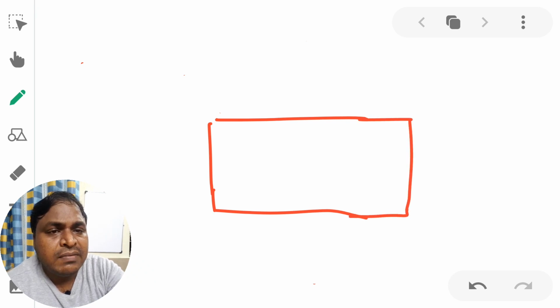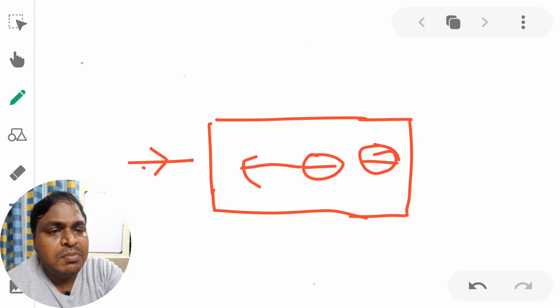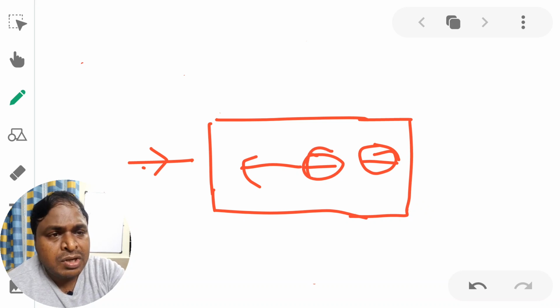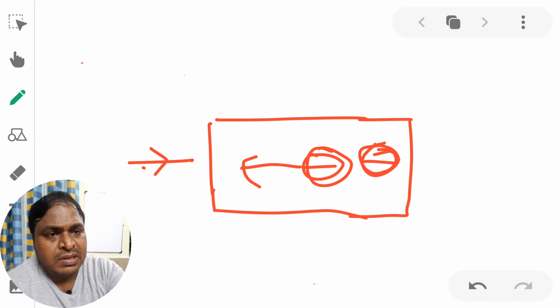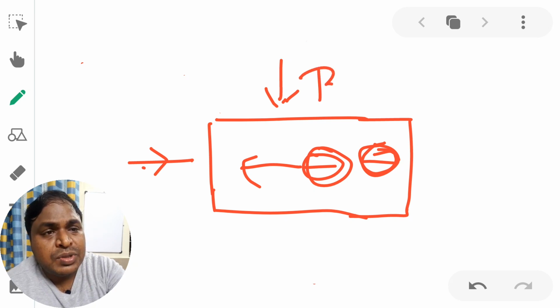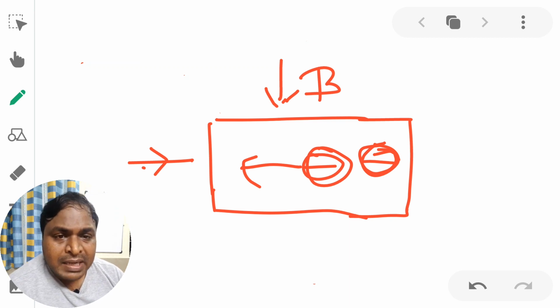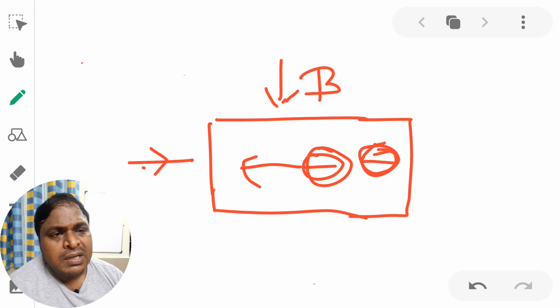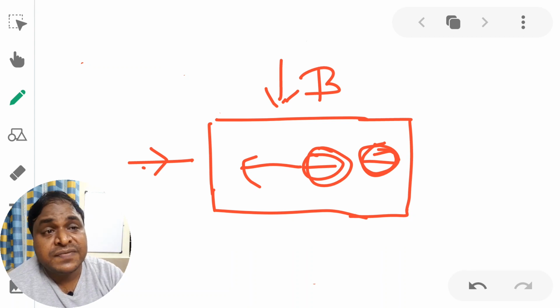So let's say when current is passed in this direction, we all know that electrons are moving in the opposite direction. So when electrons are moving in the opposite direction and suddenly you keep this semiconductor in the direction perpendicular to the magnetic field, or if a magnetic field is given to that semiconductor, the electron experiences a magnetic Lorentz force.